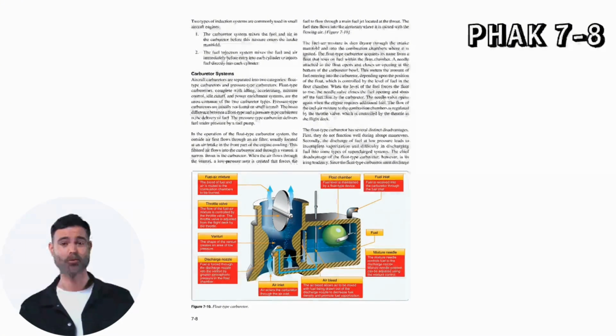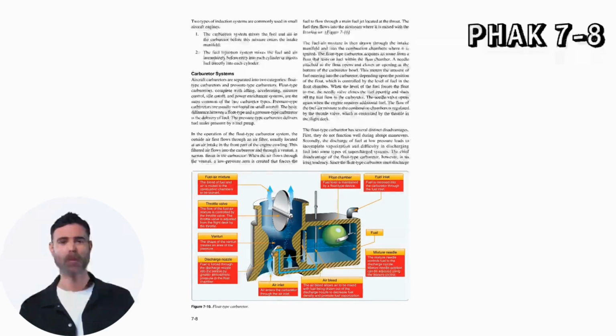The float-type carburetor acquires its name from a float that rests on fuel within the float chamber. A needle attached to the float opens and closes an opening at the bottom of the carburetor bowl. This meters the amount of fuel entering into the carburetor, depending upon the position of the float, which is controlled by the level of fuel in the float chamber. When the level of the fuel forces the float to rise, the needle valve closes the fuel opening and shuts off the fuel flow to the carburetor. The needle valve opens again when the engine requires additional fuel.